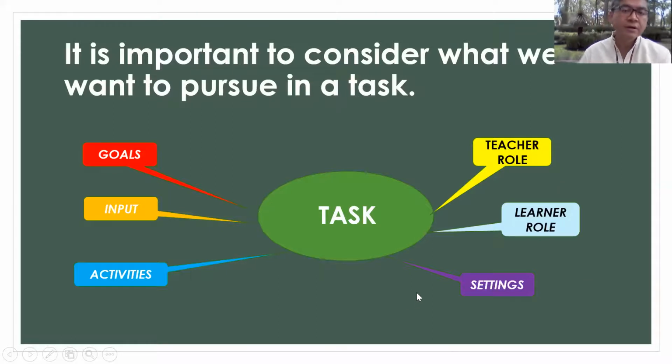It is important to consider what we want to pursue in a task. For example, a task has different elements such as goals, what it is for, the aims to follow, and the input that we give. Here we are considering the methodology that we use, the different activities involved in the task and how much time it lasts, the teacher role, which is very important and basic because he chooses the task to follow, the learner role, which is considered in order to have more acquisition of the language, and finally the settings.